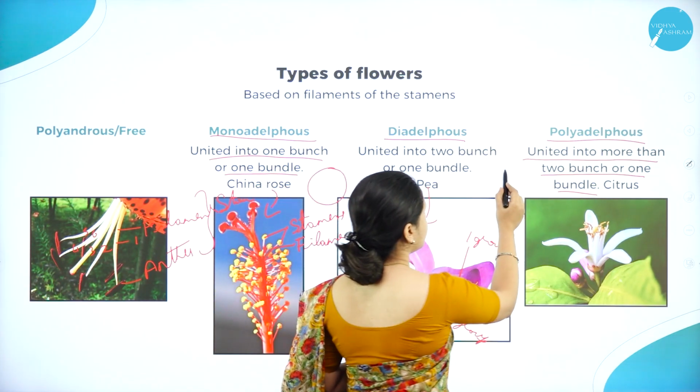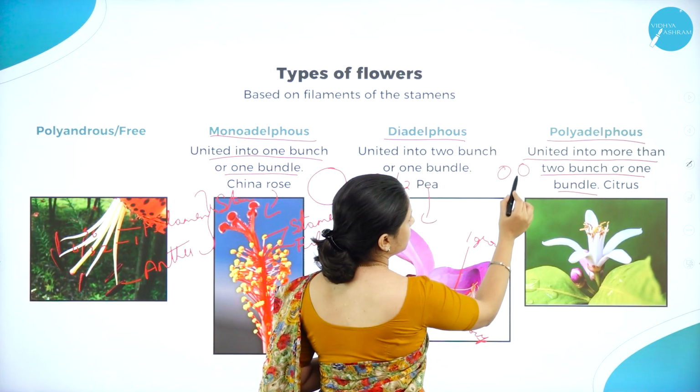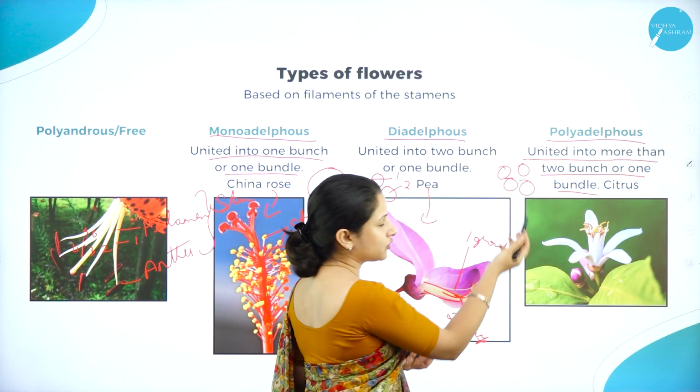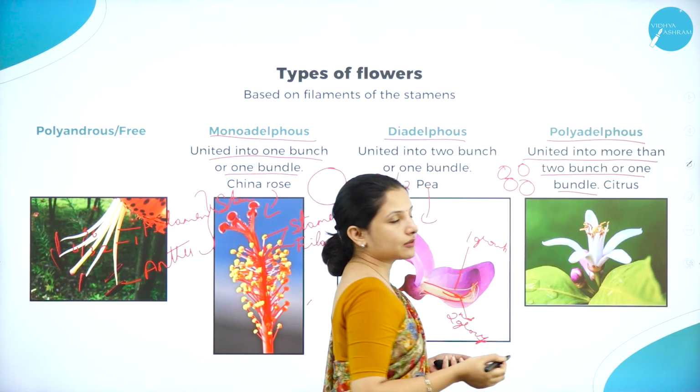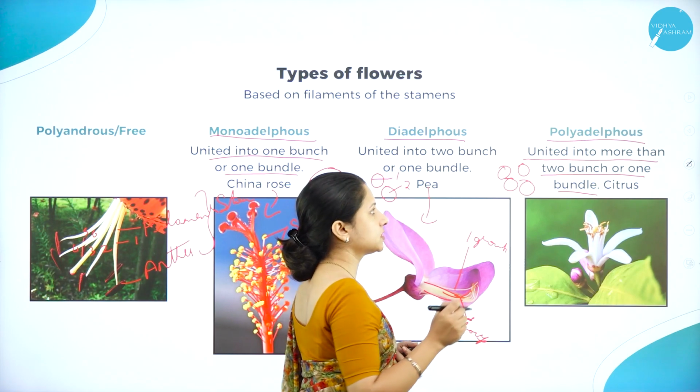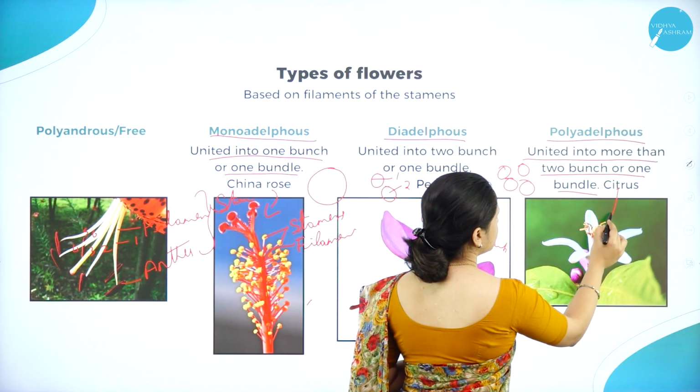That is, for example, more than two: bundle 1, bundle 2, bundle 3, bundle 4, either 3 bundles or 4 bundles. If they are united, they are called polyadelphous.